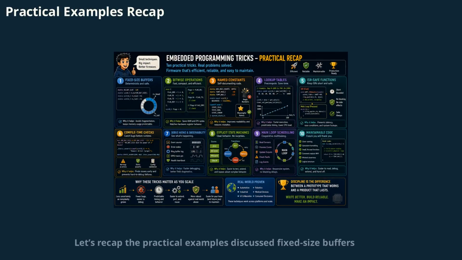Let's recap the practical examples discussed. Fixed size buffers, bitwise operations, named constants, lookup tables, ISR-safe functions, compile time checks, debug hooks, explicit state machines, main loop scheduling, and maintainable code. Each trick addresses a specific challenge in embedded development, helping you write firmware that's efficient, reliable, and easy to maintain. These examples are drawn from real-world experience and are proven to work across a variety of embedded platforms.